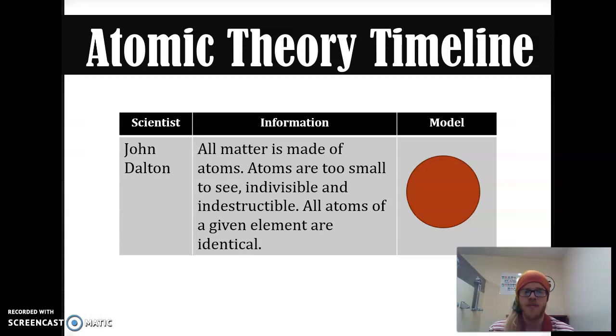Right, so John Dalton, he was our first guy. He said everything was made of atoms, so he was right. He said that atoms are too small to see. He said they're indivisible and indestructible. So he said that an atom is so small, it's the smallest thing, you can't break it apart. Right, and we know that's not true. We have protons, we have neutrons, we have electrons. All atoms of a given element are identical. So he thought that every single atom was the same once it was in the same element, right? That's kind of true for our learning, but we did learn last week about ions, right? Ions can have extra parts, and that would make it not identical.